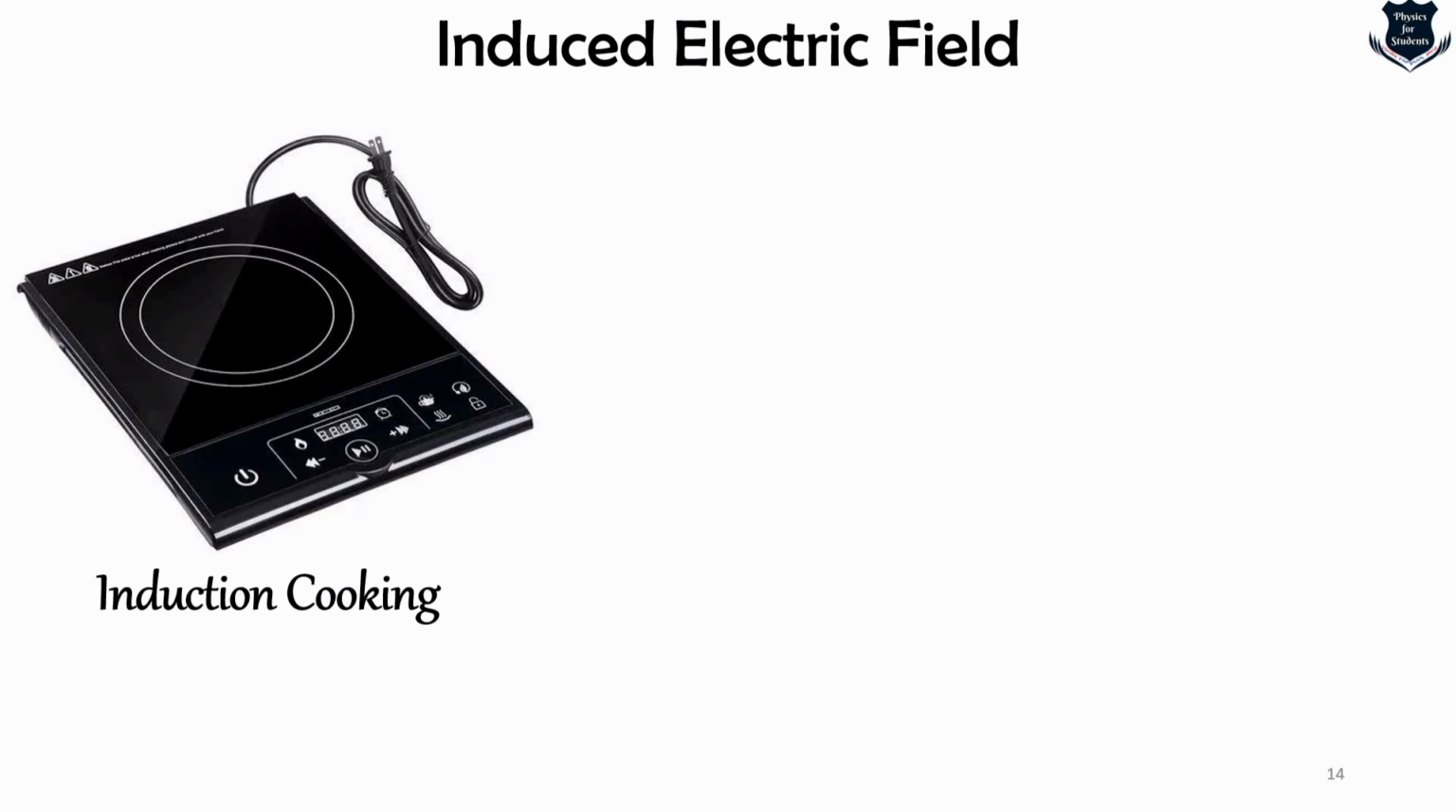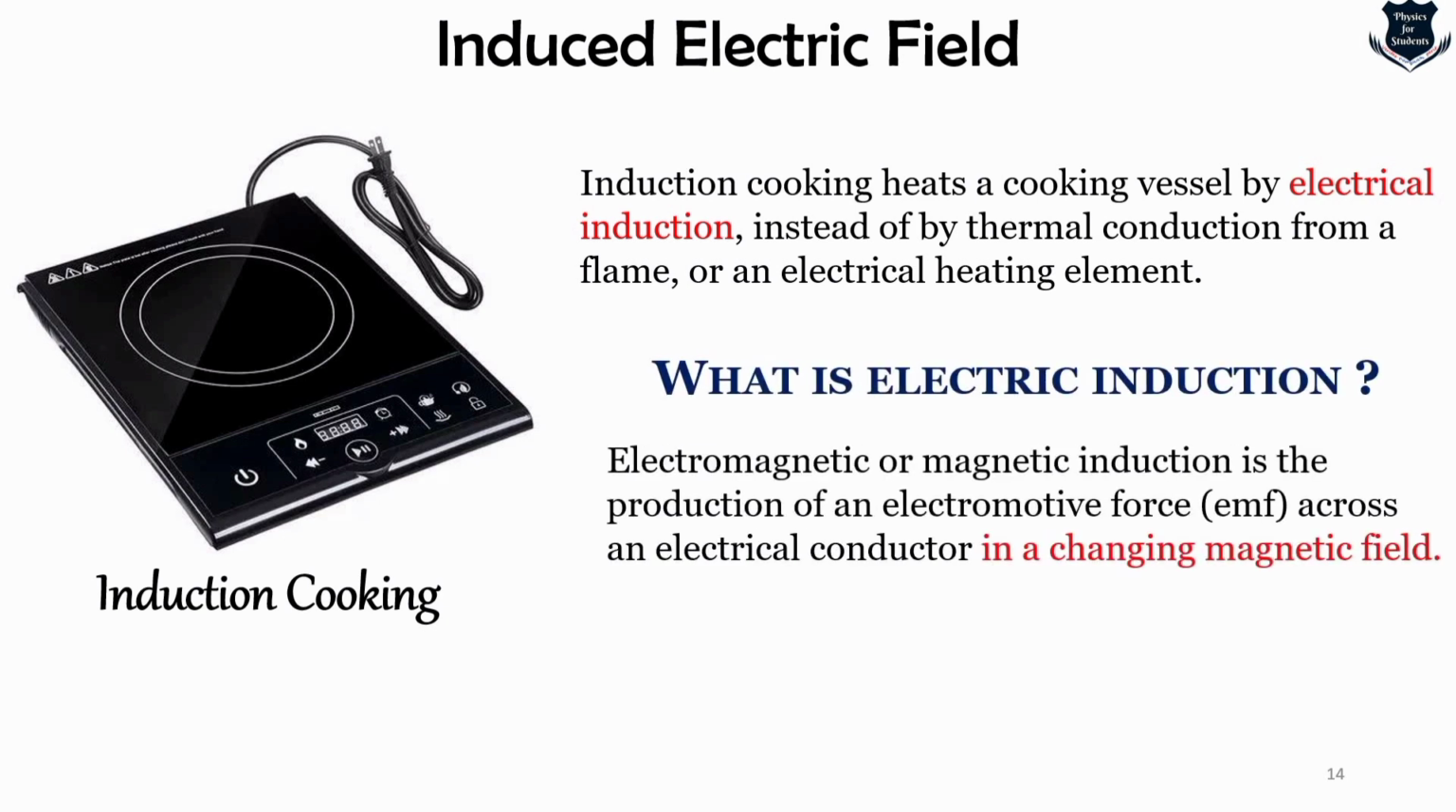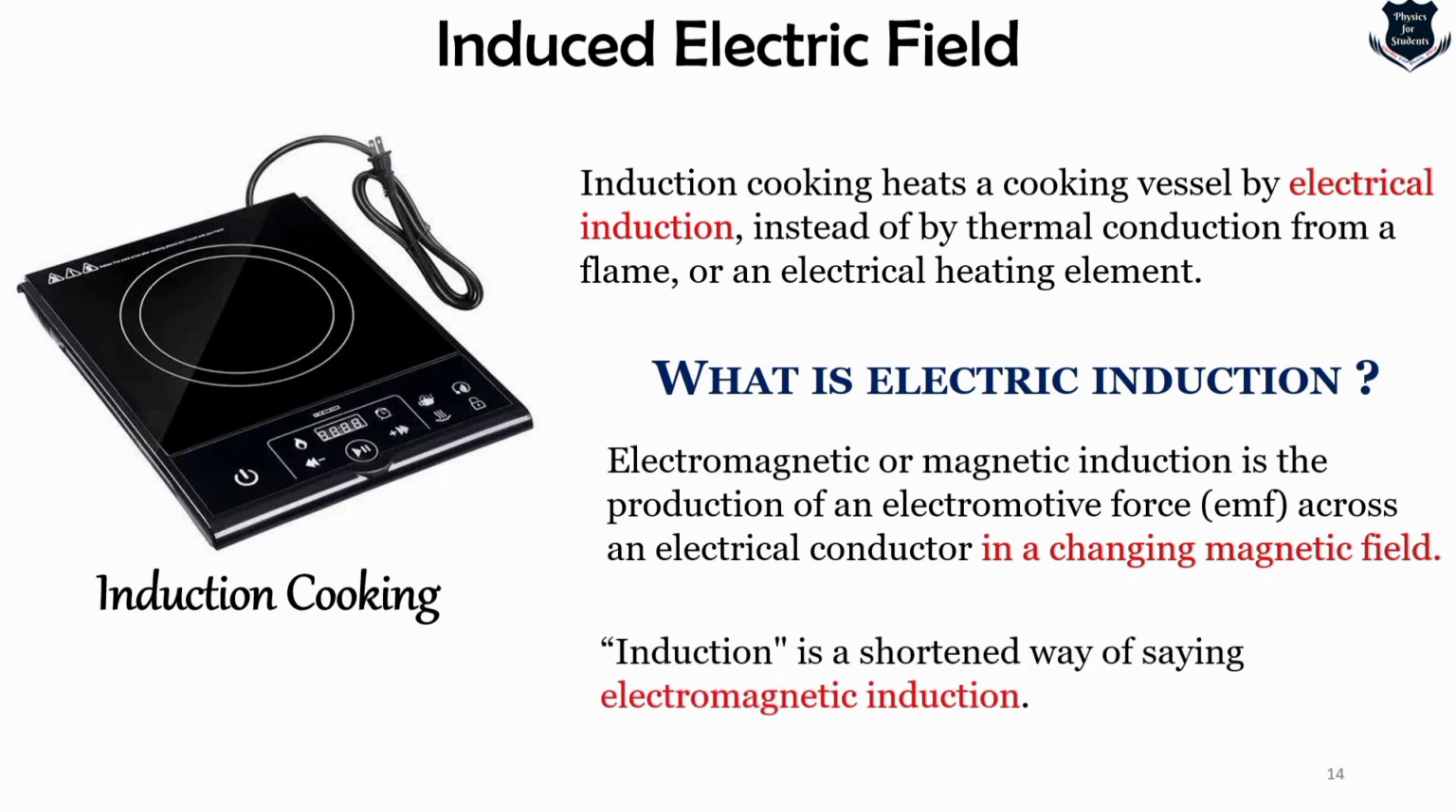or what is an induction oven. It follows from the same principle actually. Induction cooking heats a cooking vessel by electric induction instead of thermal conduction from a flame. And what is electric induction? Electromagnetic or magnetic induction is the production of electromotive force across an electric conductor in a changing magnetic field. So induction is basically a shortened way of saying electromagnetic induction.